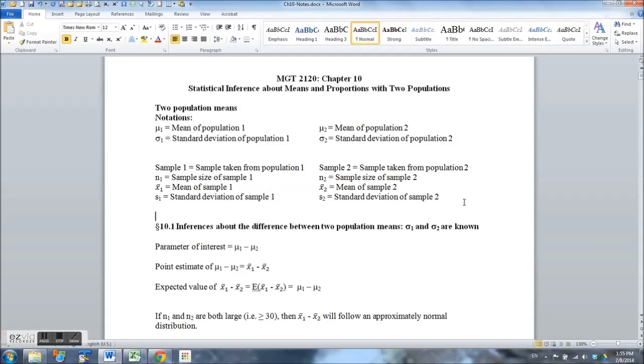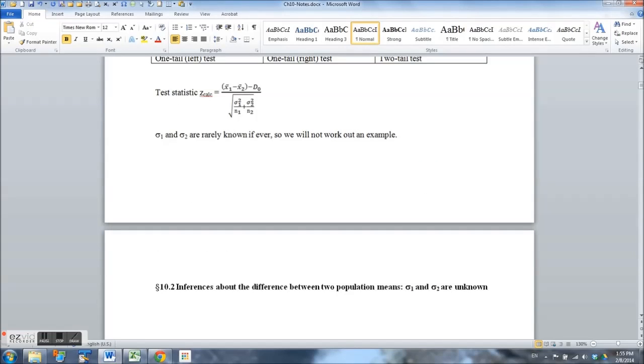In the previous video, we looked at the case when sigma sub 1 and sigma sub 2 are known. The second section is where sigma sub 1 and sigma sub 2 are unknown, which is the more practical situation. Sigma sub 1 and sigma sub 2 will rarely, if ever, be known. If the two standard deviations are unknown, then there are two cases.